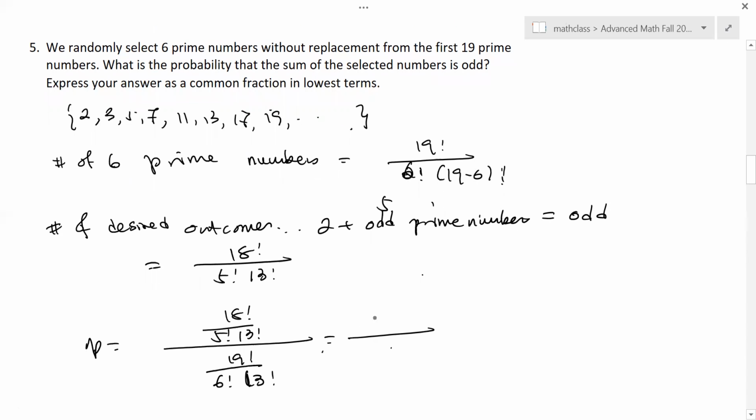right? And turn this upside down. And you will see that the 13 factorial immediately cancels out. 6 factorial over 5 factorial is going to be 6. 18 factorial over 19 factorial is 1 over 19. So 6 over 19. That's the probability.